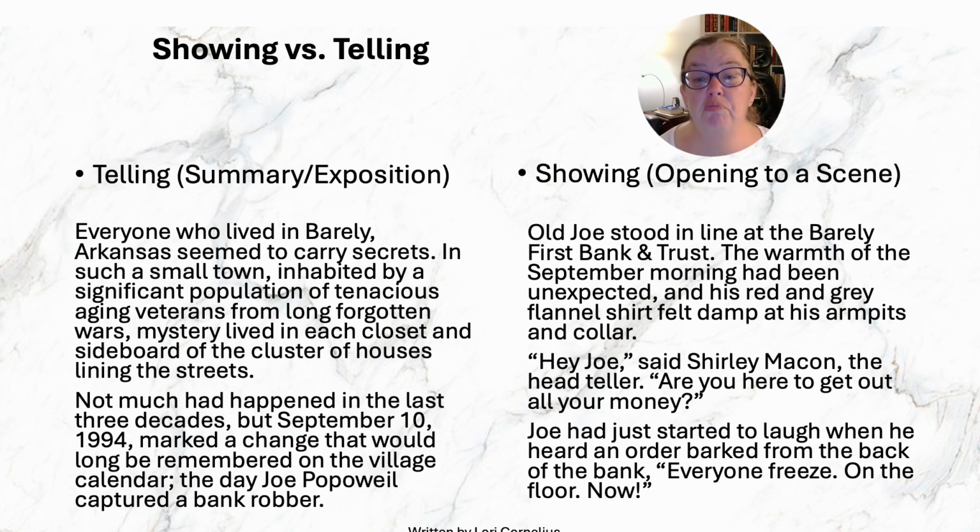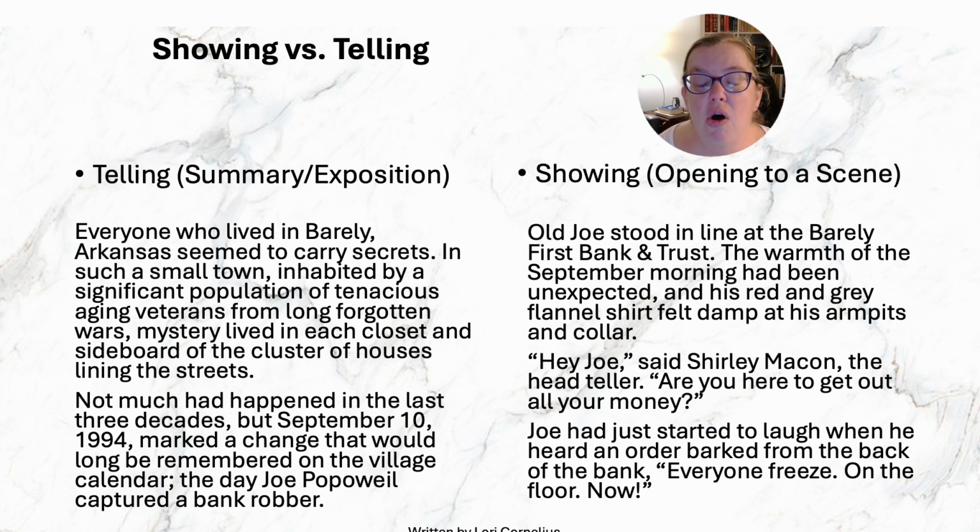This has given you the current setting. We know we are in a bank in a small town in Arkansas in the 1990s, but it also goes back in time when it says, in the last 3 decades, not much has happened. And in fact, it even goes back to an unspecified time in that it tells us about long-forgotten wars. This is telling. There was no dialogue. There was no real character development. However, this next part is an example of showing. It gives us the beginning of the scene.